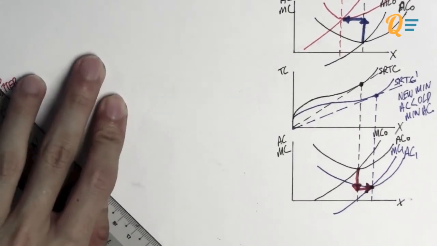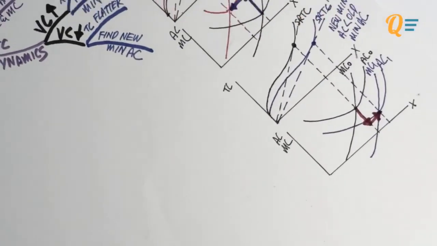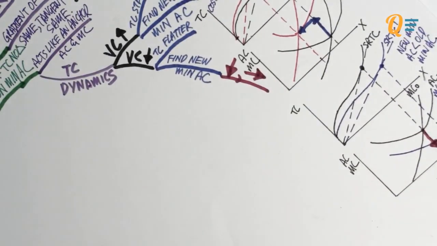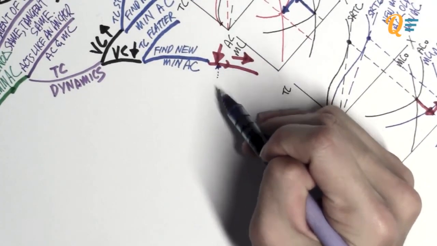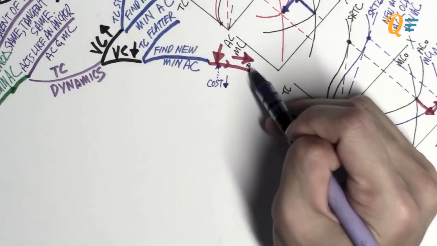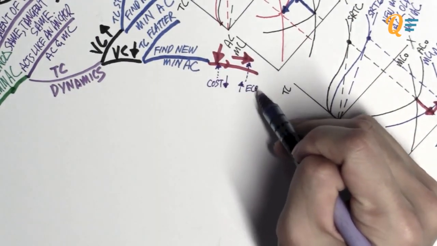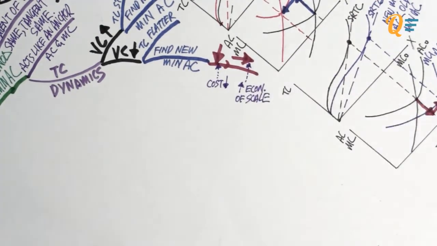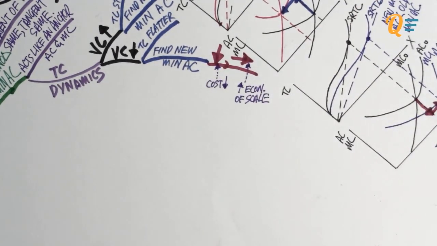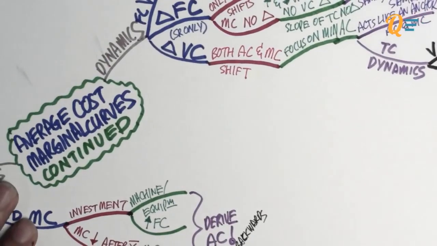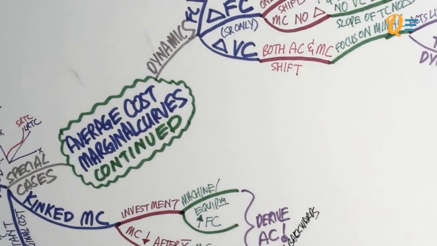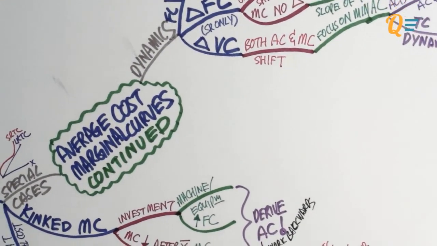Okay, so let me again give you the intuition behind this. It moves down, okay, because of the cost decrease, obviously, and it moves to the right because there's an increase in the economies of scale. For the same amount of X that they produce, they might as well just produce more, and that's why the minimum AC moves to the right side.